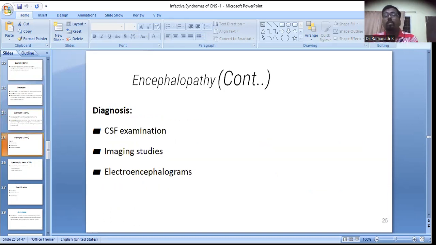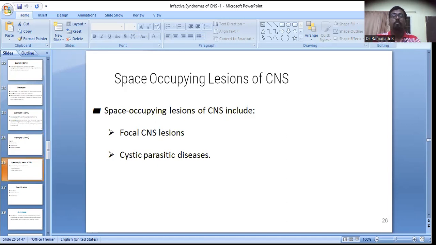What are we going to do in the laboratory diagnosis? In laboratory diagnosis, mainly we will do the CSF examination. In case of bacterial, viral, parasitic, and fungal infections, there will be changes accordingly. Imaging studies like CT scan and MRI scan, and electroencephalograms to study the electrical activity of the brain, can also be done.